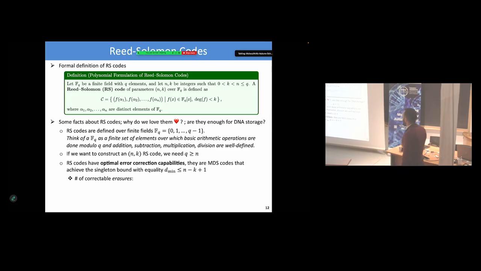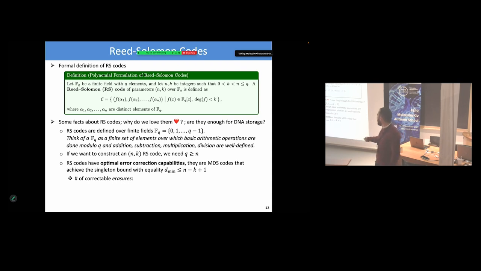In general, for any (n, k) code, the minimum distance of that code, which defines its error correction capability, is upper bounded by n minus k plus 1. But for a Reed-Solomon code, we have equality here. So it's the highest minimum distance you can get, and that highest minimum distance translates to the best error correction capability. So let's talk about erasures, since we mentioned this before.